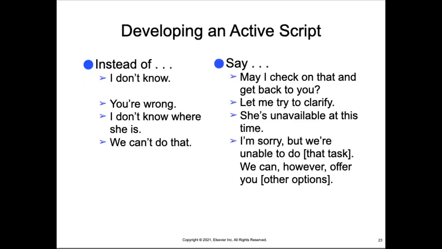So then you want to develop a script or an active script. Instead of saying things like, "I don't know," you want to say, "May I check on that and get back to you?" Don't ever say you're wrong. Instead, say, "Let me try to clarify what it is we're talking about." Don't say, "I don't know where she is." Say, "She's unavailable at this time." Don't say, "We can't do that." Instead, say, "I'm sorry, but we're unable to do whatever it is that they're asking. We can, however, offer you these options."